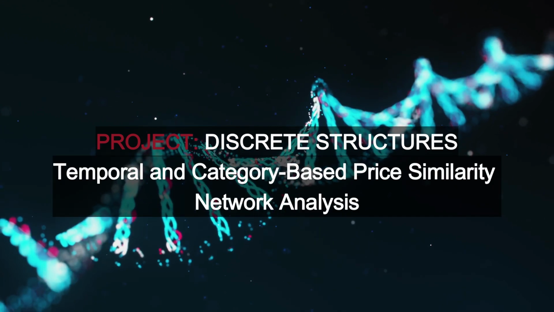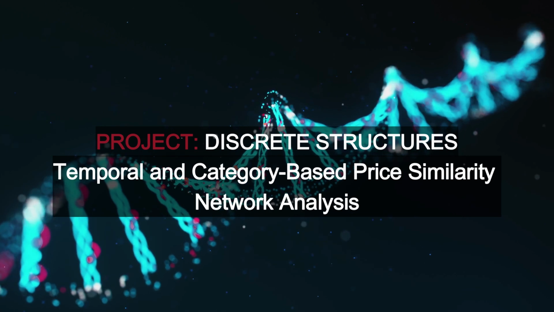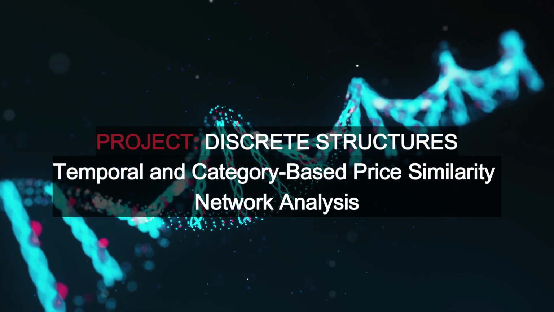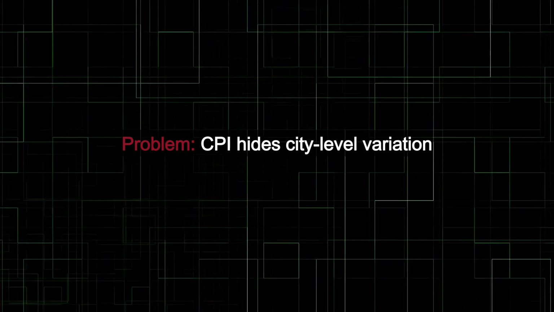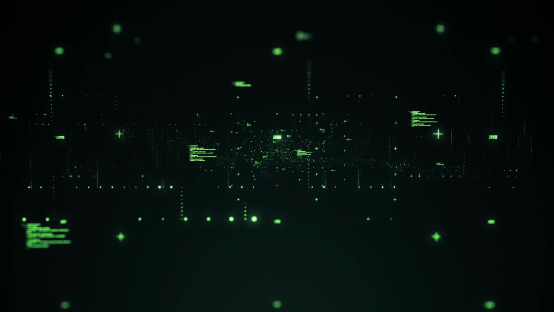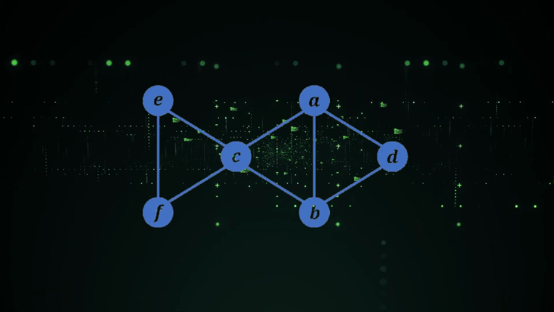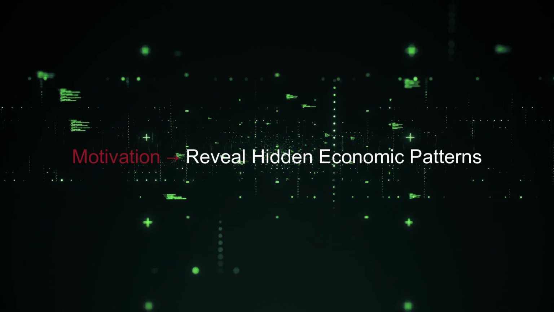Hey everyone, this is our discrete structures project called Temporal and Category Based Price Similarity Network Analysis. It was prepared by Zishan Azim, accompanied by Sharjeel Ali Khan and Abdul Kabir. Our goal was simple. The normal CPI only shows average inflation, but it hides how prices behave differently from city to city. So we used graph theory, specifically similarity matrices, networks and Hasse diagrams, to reveal patterns that traditional CPI cannot.